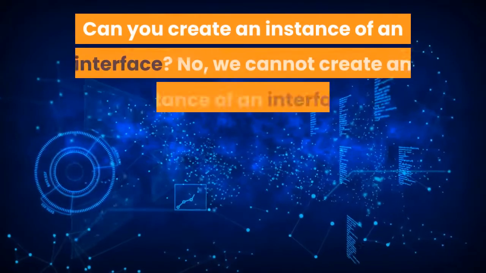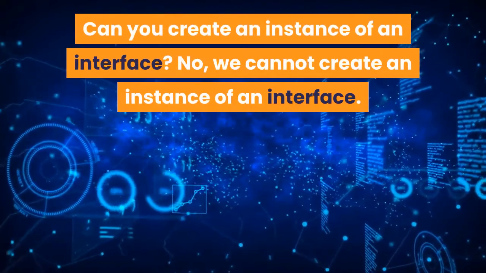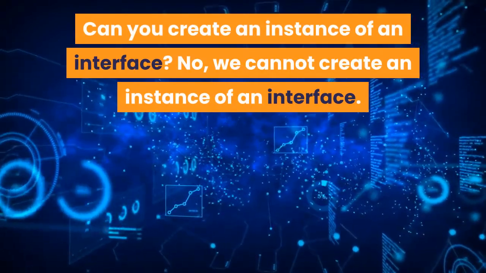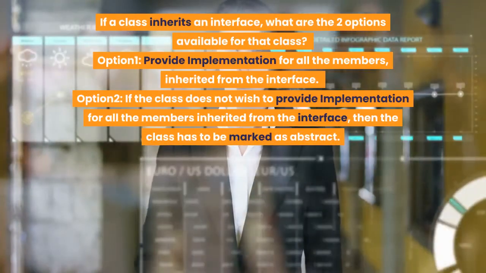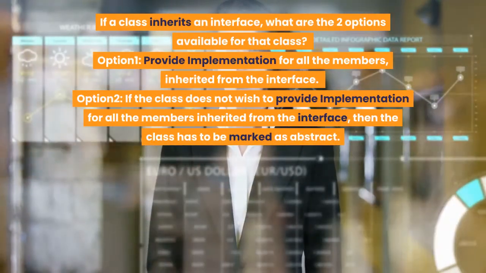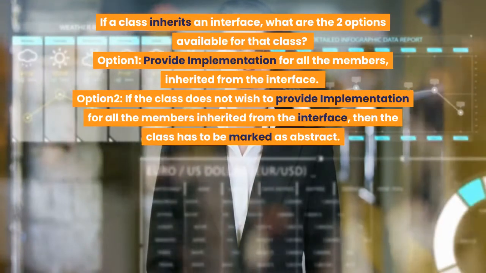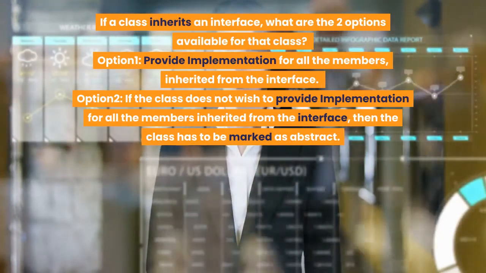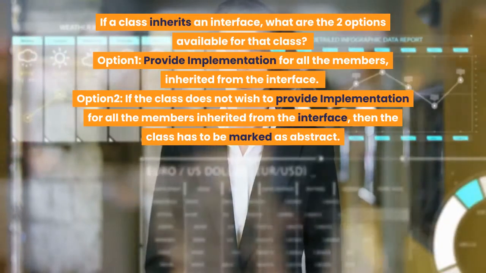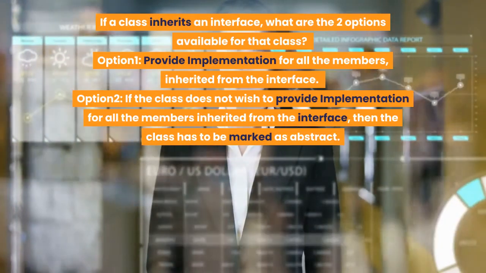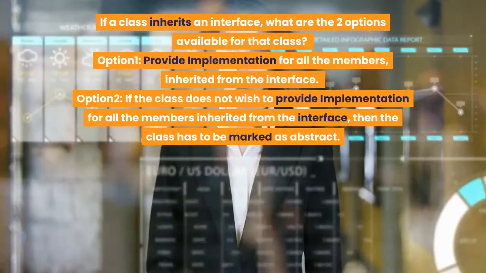Can you create an instance of an interface? No, we cannot create an instance of an interface. If a class inherits an interface, what are the two options available for that class? Option 1, provide implementation for all the members inherited from the interface. Option 2, if the class does not wish to provide implementation for all the members inherited from the interface, then the class has to be marked as abstract.